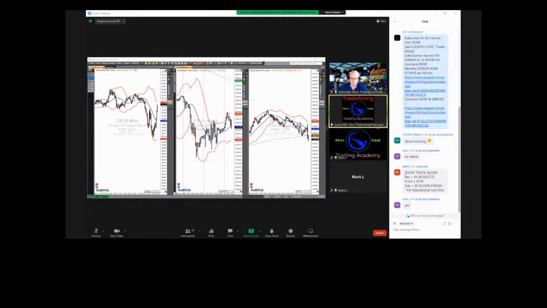All right, so we're under a little bit of pressure here on this market, at least for the time being. We got support down at the 10. That's our next support level.